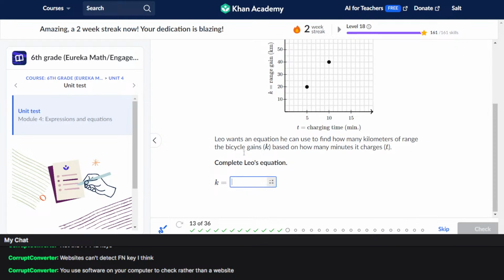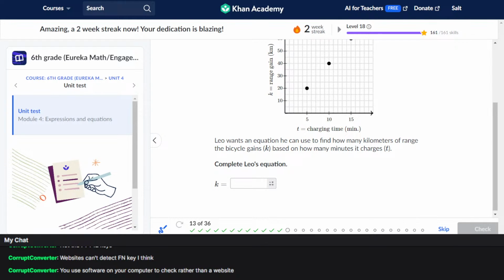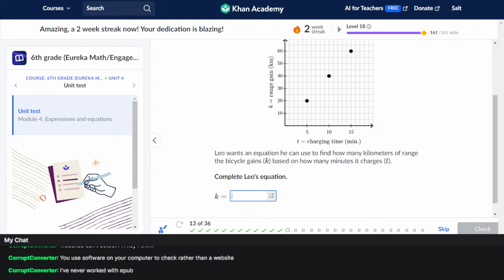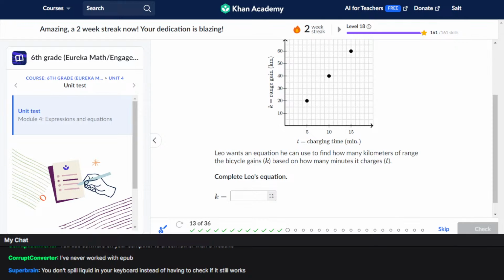Hey, I learned something. Hey, did you know, Corrupt? I just learned today, but I was wondering if it's common knowledge. I feel like I learned a new sorcery trick. Did you know an EPUB is just a bunch of HTMLs? You can change the extension of EPUB to zip, and then it will open up as individual HTMLs or something like that. Did you know that? I didn't know that. Oh, okay. This is interesting. Corrupt Converter says I've never worked with EPUB. Wait, what do you mean, Superbrain?